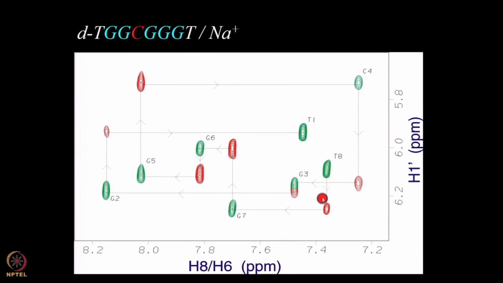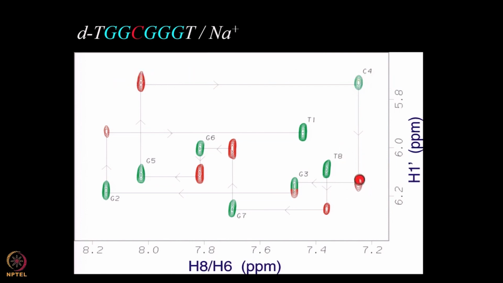Now, you can start from either end and you can walk, and ultimately you have to reach the other end. Therefore, from T8 itself you go to the next one, G7, from G7 you go to its own base. From G7 you go to G6, this is the sequential peak, then it goes to its own base, then it is G6 here. From G6 you go to the sequential one, to G5, then from G5 you go to C4. Okay, now there is a sequential, and this is the self.